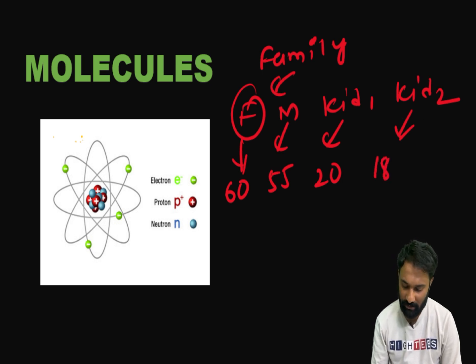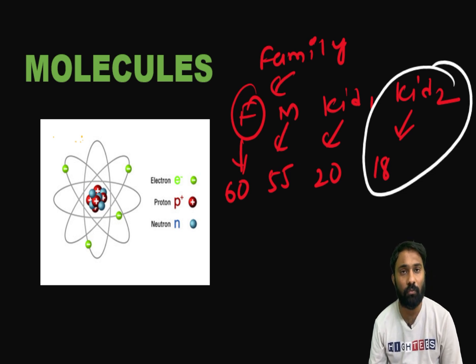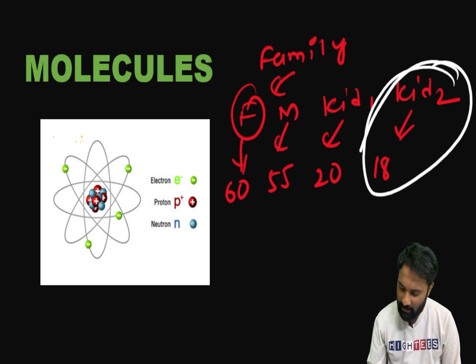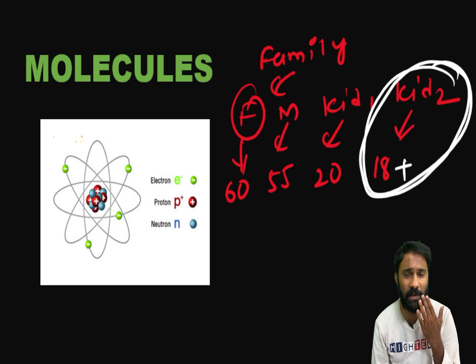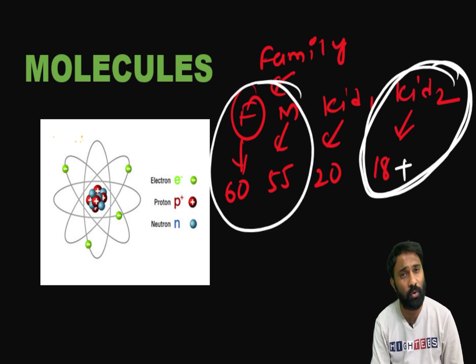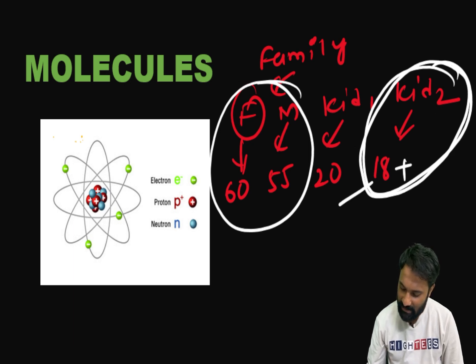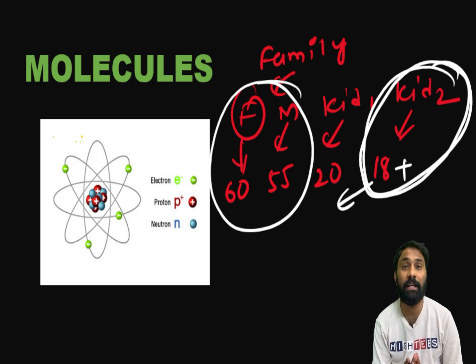Now, who is the molecule if I ask? Directly you will say, sir, kid 2 is a molecule. What did I say the molecule is? The smallest particle which has independent existence in nature is known as a molecule. Clear? Kid 2 is the smallest and has independent existence because he has already become a major, 18 plus. Independent existence means without the help of the father or mother he can do his own work. That's the reason this is our molecule.